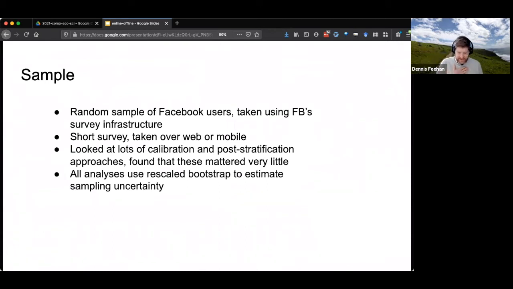Just to give you a little bit of information about study design, we obtained a random sample of Facebook users taken using Facebook's survey infrastructure, and we conducted a short survey that was taken either over the web or on a mobile phone. I looked at a lot of approaches to calibrating and post-stratifying these responses, and we found that they mattered very, very little to the actual estimates. For the uncertainty, I'm using a bootstrap that is appropriate for the structure of the survey data to estimate the sampling uncertainty of all the estimates that I can show you here.